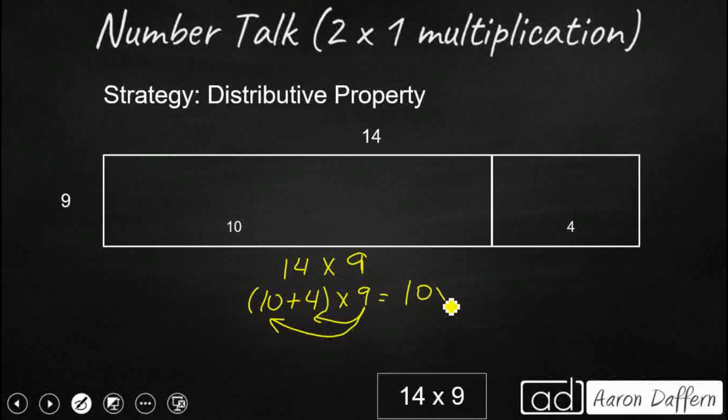Now we're going to do 10 times 9. So that's 90. And then we're going to take this 4, multiply that by 9, and that's 36. Now we're still going to get our same answer, 126, but you notice that our partial products are slightly different.